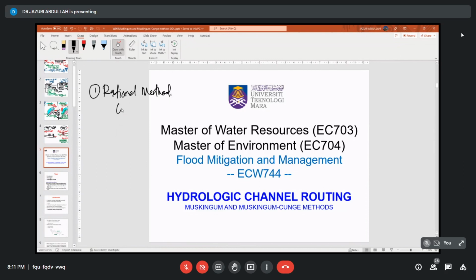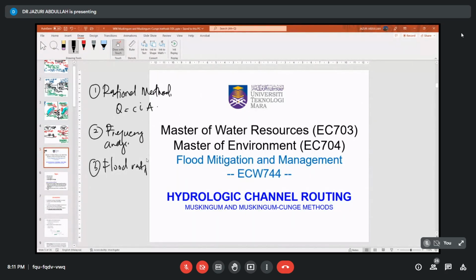So where you have Q equal to C kalikan dengan I kalikan dengan A. Okay, and then you have the second, the frequency analysis. So you have the frequency analysis, and then now we have to go to the flood routing.